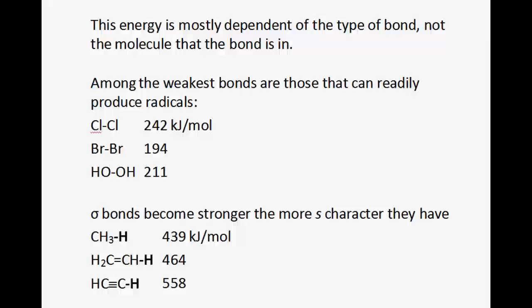Among the weakest bonds are those that can readily produce radicals. Remember I told you Cl-Cl can make a radical with light. H nu, use that to show light. That'll make two chlorine radicals. In order to do that, it has to be a fairly weak bond. Strong bonds will not at all readily make radicals that way. So it requires 200, 300 or so kilojoules per mole to break a relatively weak bond.